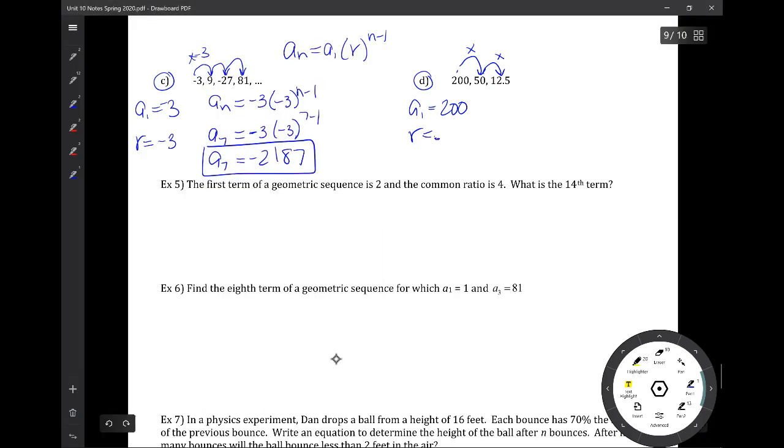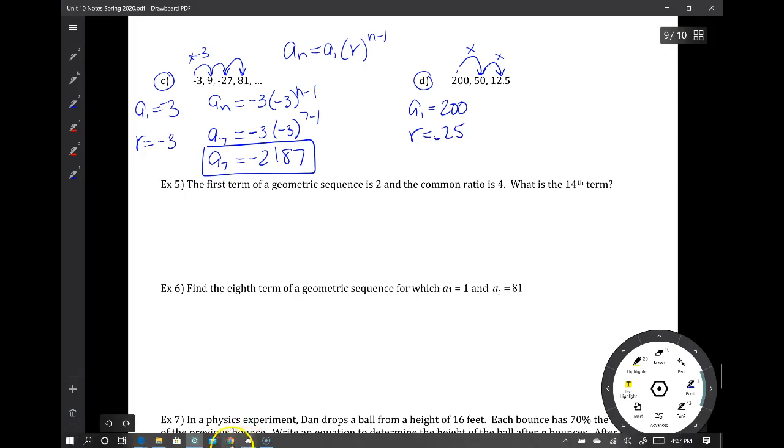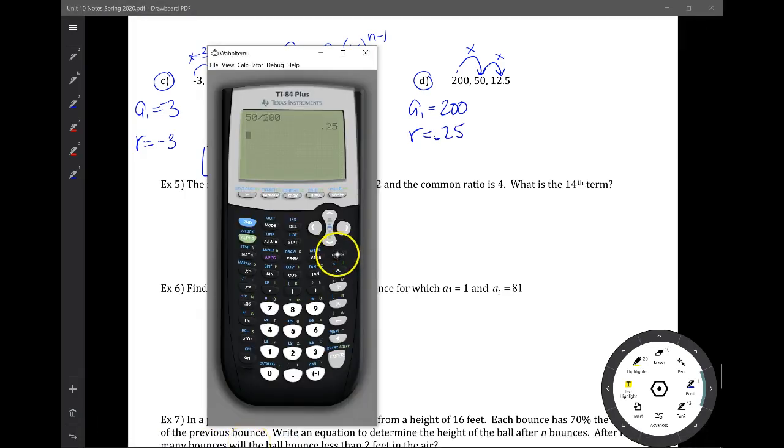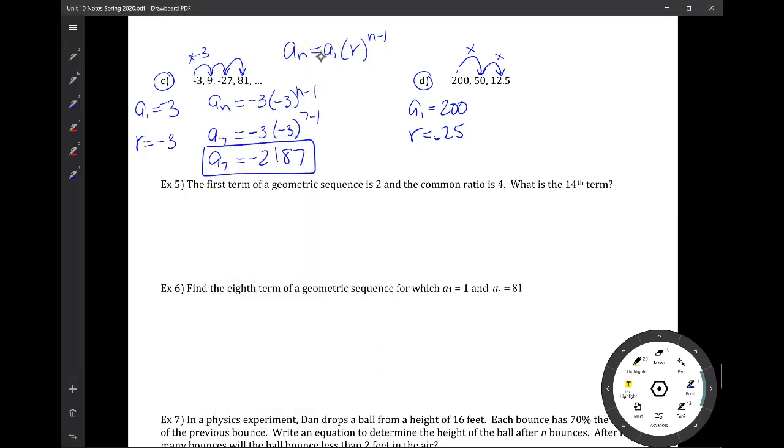So once you figure out your common ratio, you can always check it, okay? Just because you got a number doesn't mean it has to be true. So let's check it. 200 times 0.25, that equals 50, times 0.25, that equals 12.5. So it checks out for the first 3 terms, so we're good. All right, let's write our equation. So a_n is equal to 200 times common ratio to the n minus 1. And then if I want the 7th term, I just have to plug in a 7 where n is.